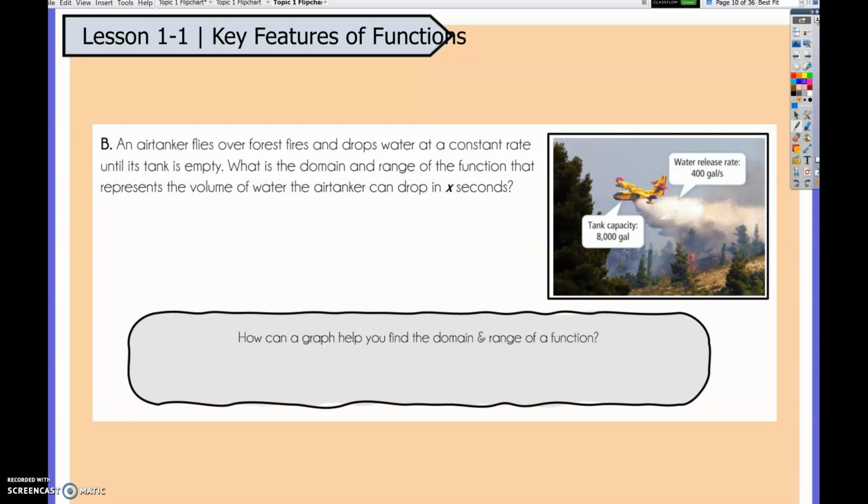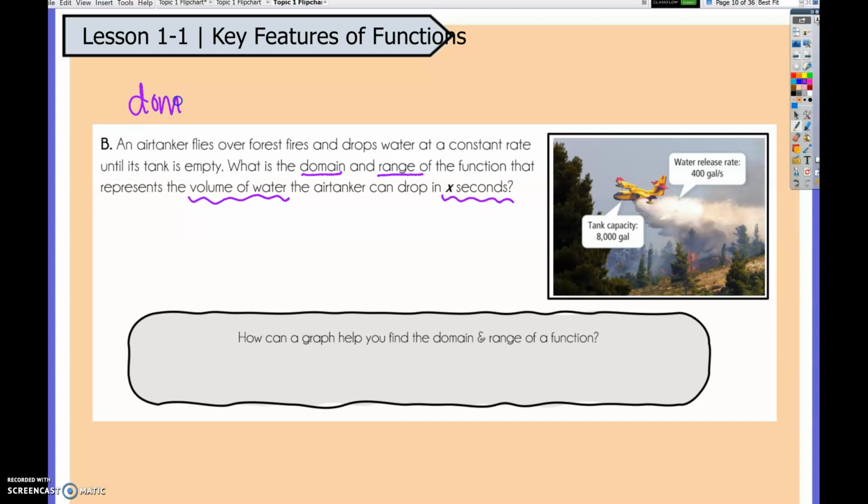For part B, there's a picture. It's important to note there's actually a lot of information on this picture. We see an airplane dropping water over a forest fire, and the airplane holds 8,000 gallons of water. It's releasing 400 gallons per second. Keep that information in mind as we try to answer the following question. They want the domain and the range of some function that would represent the volume of water that the tanker can drop in x seconds.